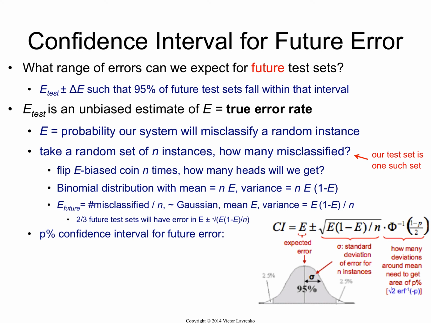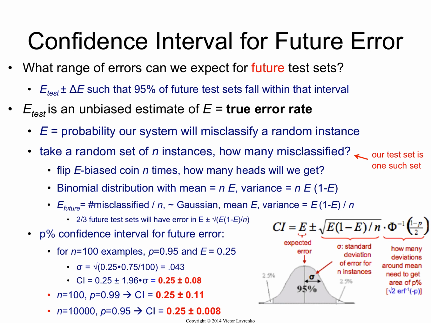That's simple as well. You just need to look up how many standard deviations do I need to step left and right to capture 95% of the data. And that's just the inverse of the Gaussian cumulative distribution function. So it's a hairy formula, but it's easy enough to implement. So here are some examples.